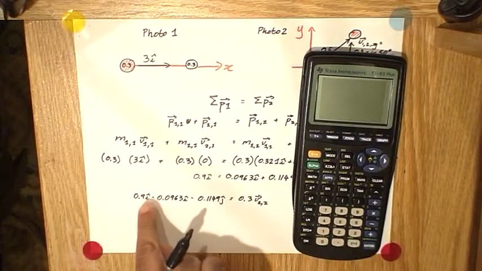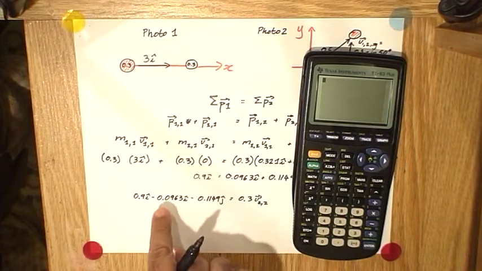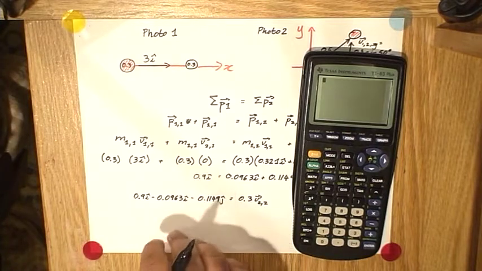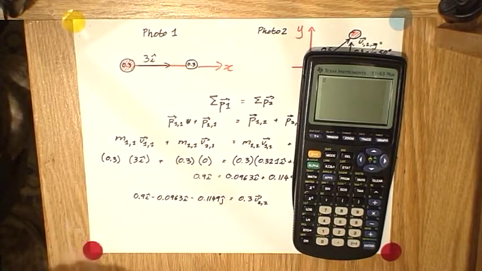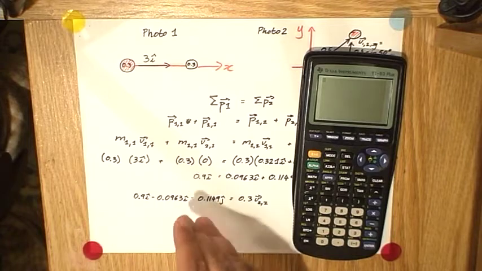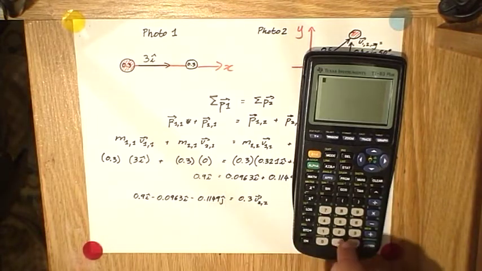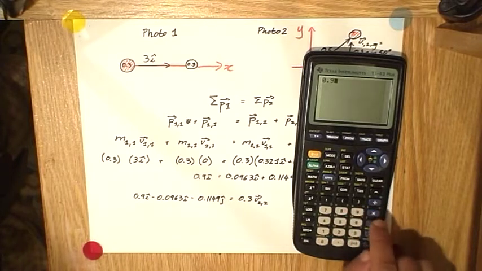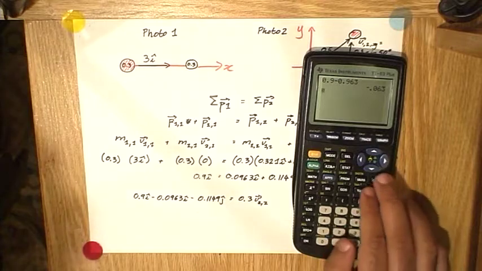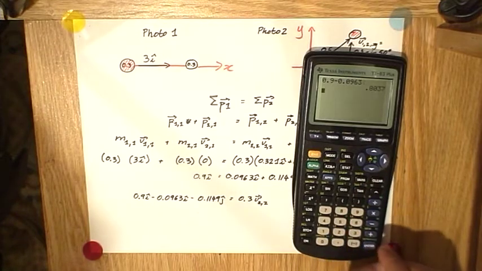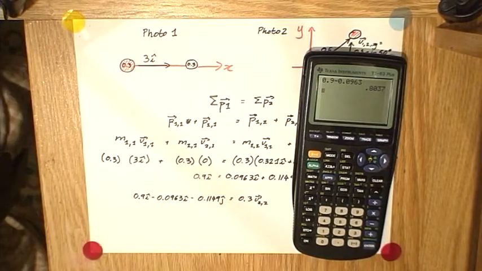Now, we can combine the i hat terms, but we cannot combine an i hat term with a j hat term, obviously. It's like having two different variables. You can't add something in x with something in y directly. You can't add 2x plus 3y and end up with 5 something else. So we can just combine the i hat terms. That gives us 0.9 minus 0.0963, which gives us 0.8037.